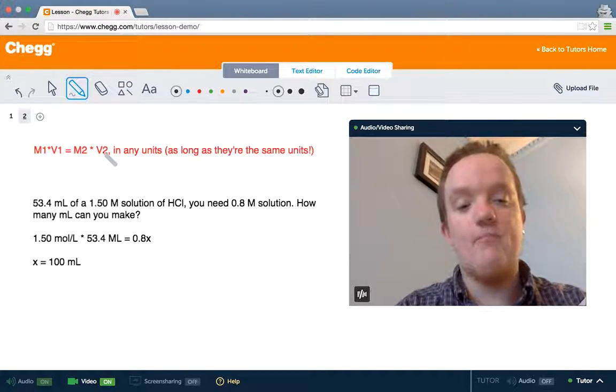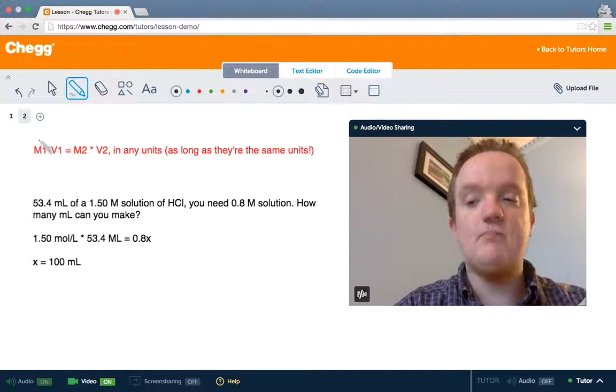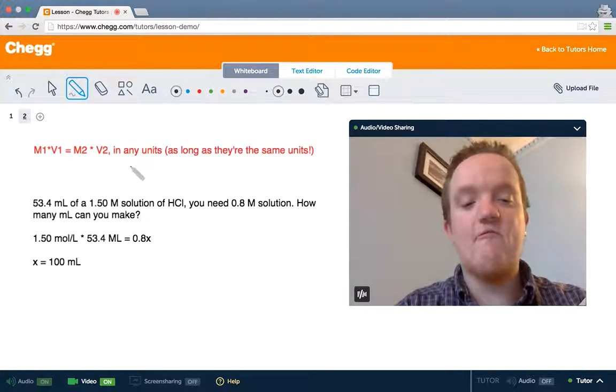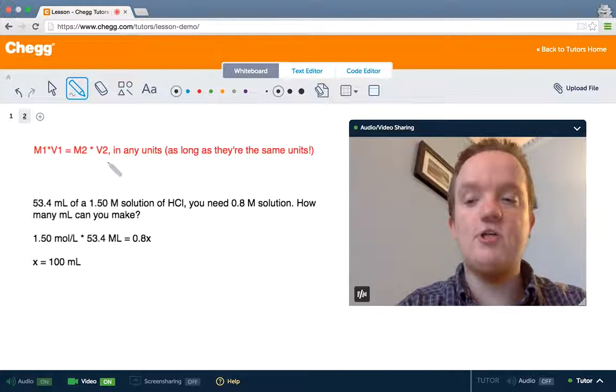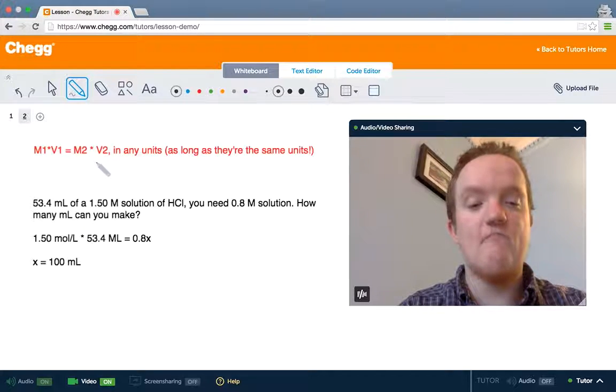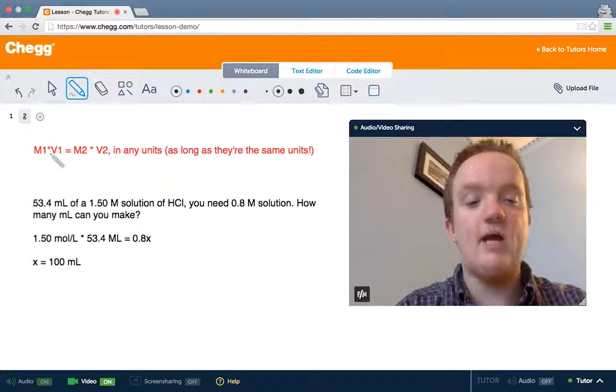You're going to get more complex problems like this in certain situations in lab, but you want to master the basic equation, and really you want to master the basic concept before you deal with those. You don't want to just memorize this equation. You want to realize that this equation comes from the equality of the number of moles of solute on each side of this equation.